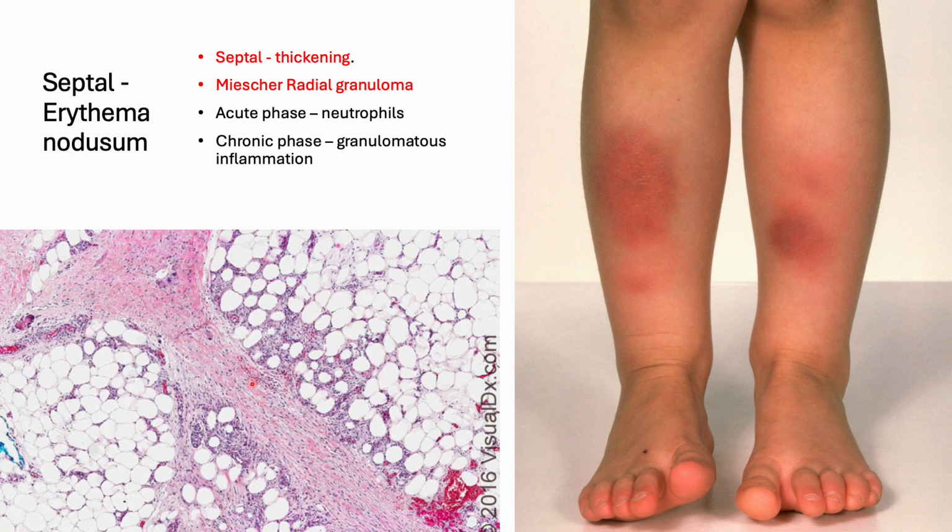And also you can see different types of inflammatory cell infiltrate. In the acute phase, you can see neutrophils. In the chronic phase, you can see the granulomatous inflammation. There is a very unique type of granuloma, which will be shown in the next slide.